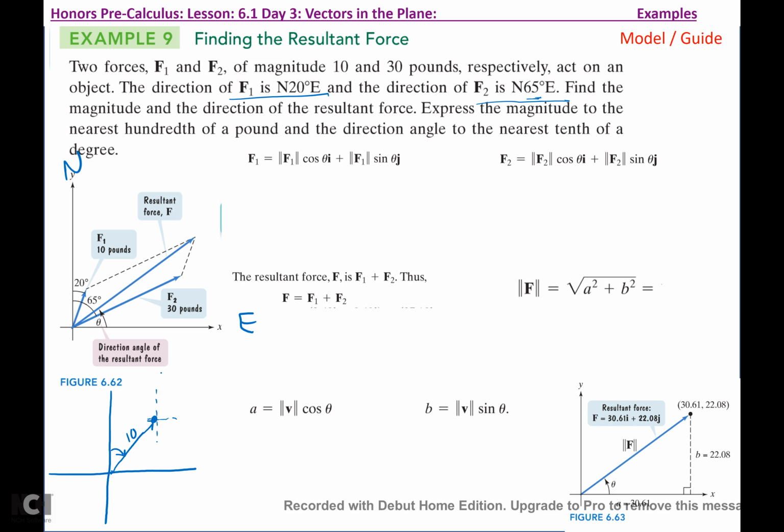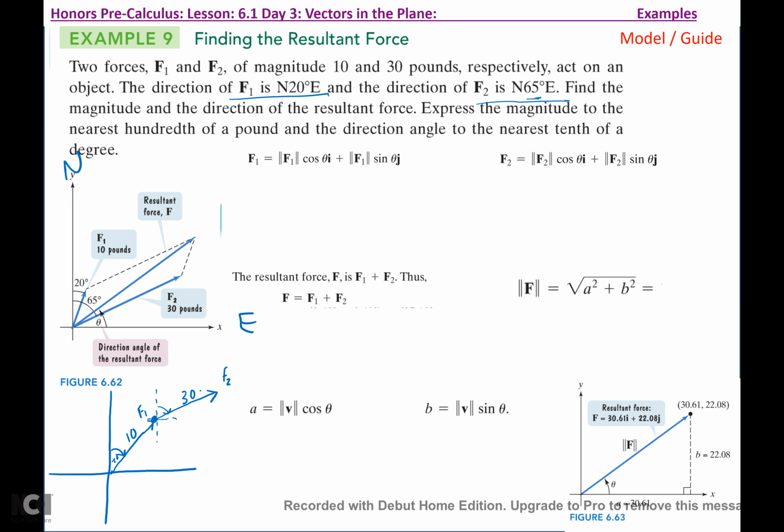So I've got to put a little compass up here, because this would be nautical north. And this one is 65 degrees. That's way more than 20 degrees. Pardon my drawing. 65 degrees would be, I don't know, maybe like this. So then there's your set. This is force 1. This would be force 2. And it is 65 degrees northeast, and it has a force of 30 pounds.